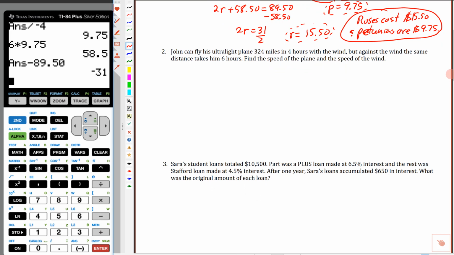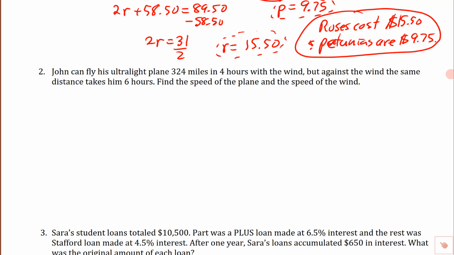So let's take a look at this next one. I'm going to go ahead and make this bigger now. So we've got John. He can fly his ultralight airplane 324 miles in 4 hours with the wind, but against the wind, the same distance takes him 6 hours. Find the speed of the plane and the speed of the wind. So I'm going to do this. I'm going to say P equals the speed of the plane and W equals the speed of the wind.